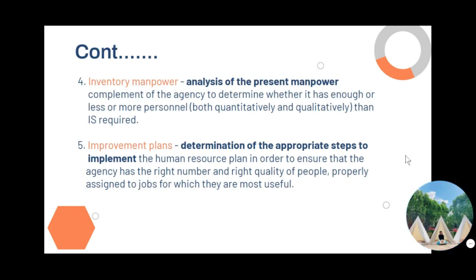The fourth one is inventory manpower. This is the analysis of the present manpower that will complement the agency to determine whether it has enough or less or more personnel. It could either be quantitative or qualitative. The last one is improvement plans. Determination of the appropriate steps to implement into the human resource plan in order to ensure that the agency has the right number and right quality of people properly assigned to job.